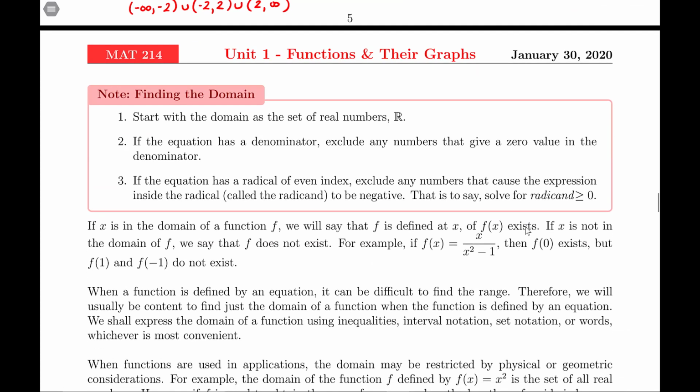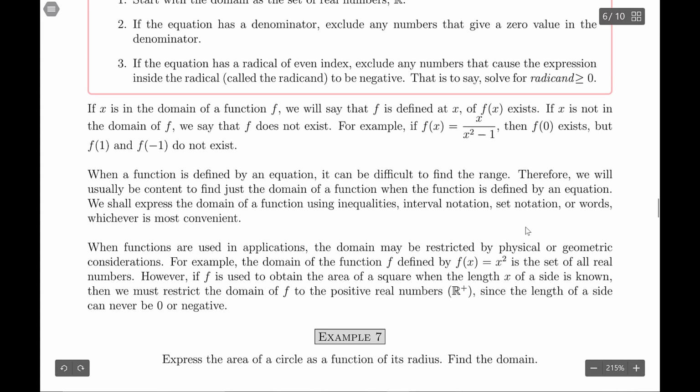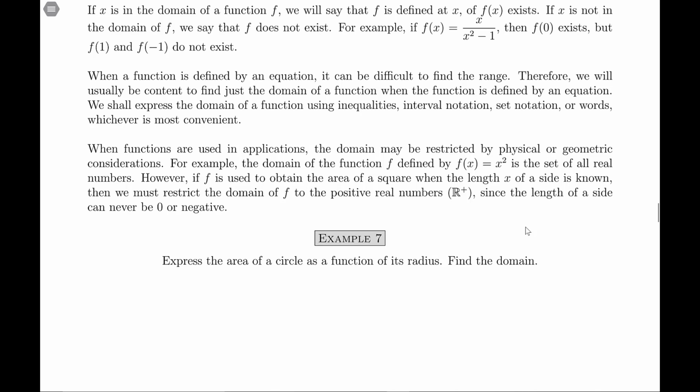So there's the steps for finding the domain. Each one of these problems, you're going to consider initially that the domain is all real numbers, and then you can eliminate values as necessary.